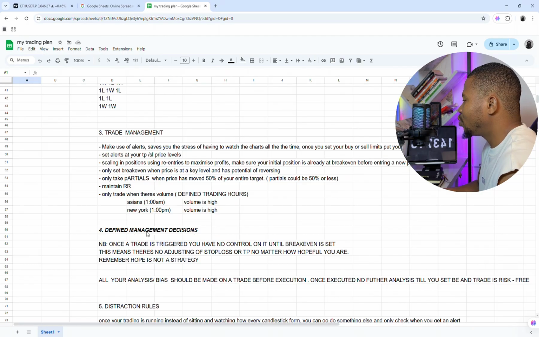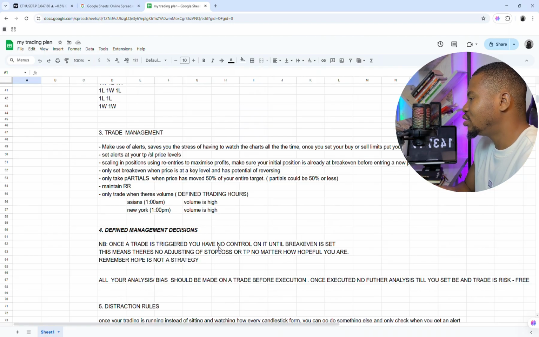So we have defined management decision. This is the fourth one. So we are going to read it out now. Once a trade is triggered, you have no control on it until break even is set. This means there's no adjusting of stop loss or TP, no matter how hopeful you are. Remember, hope is not a strategy.